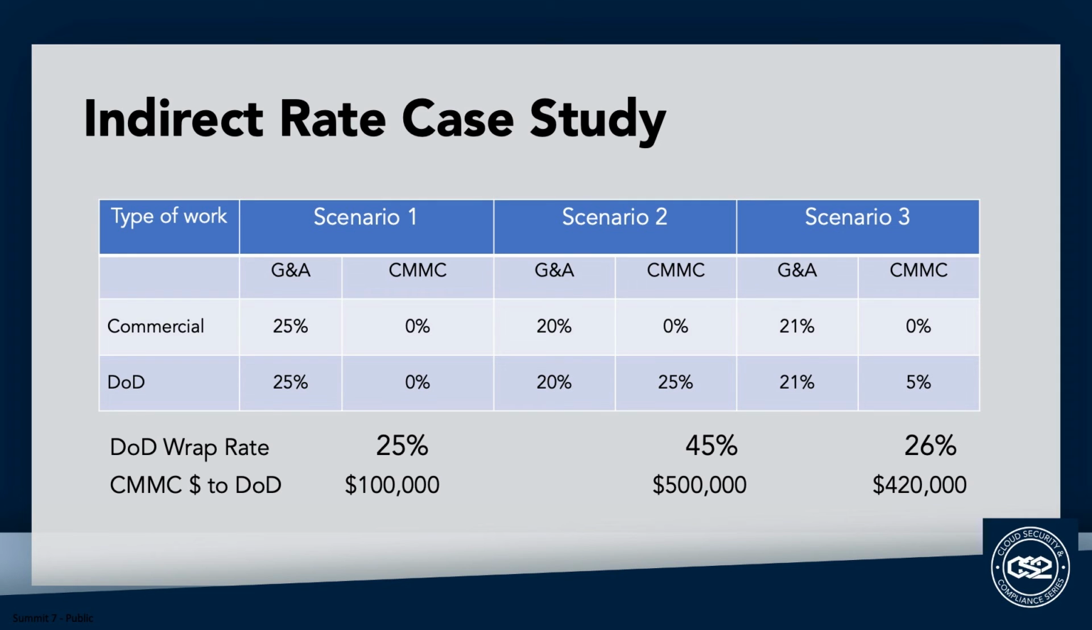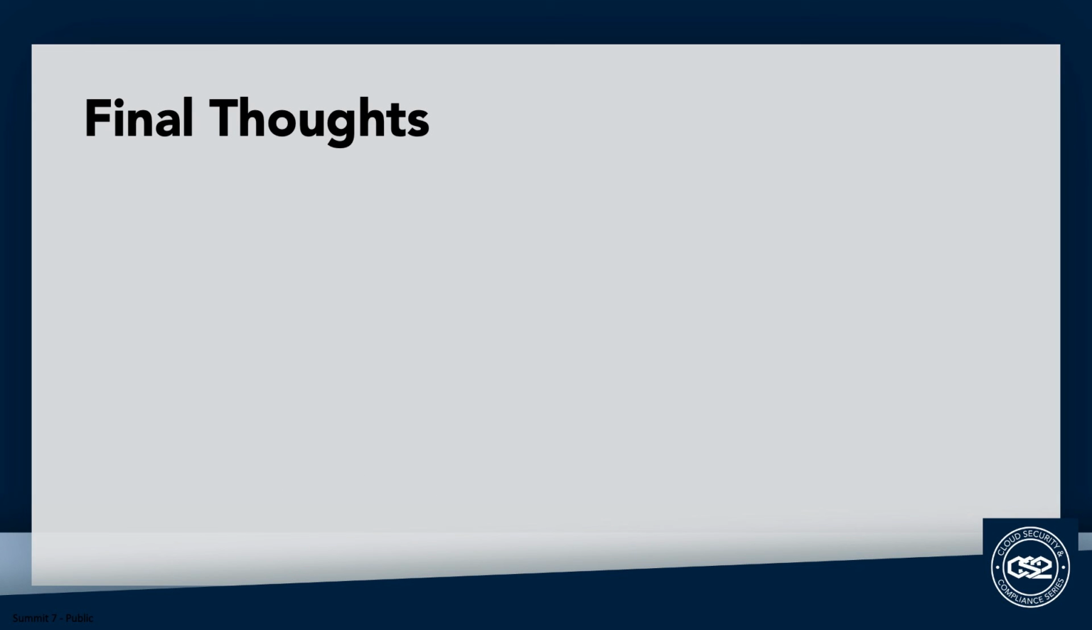So hopefully this helps you see, as you're working on preparing your bids, how you're presenting your costs. In all these cases, that $500,000 was still incurred. It was just treated differently through how you implemented the requirements and how you accounted for it within your indirect rates. So final thoughts. I know I'm over time.